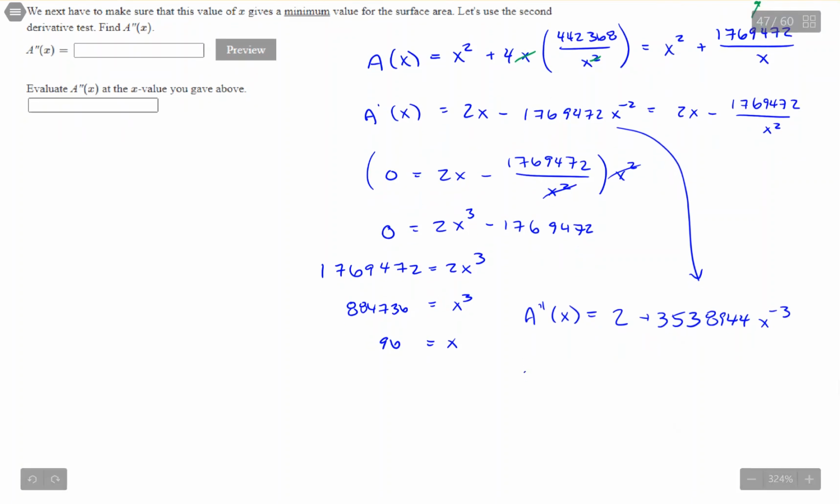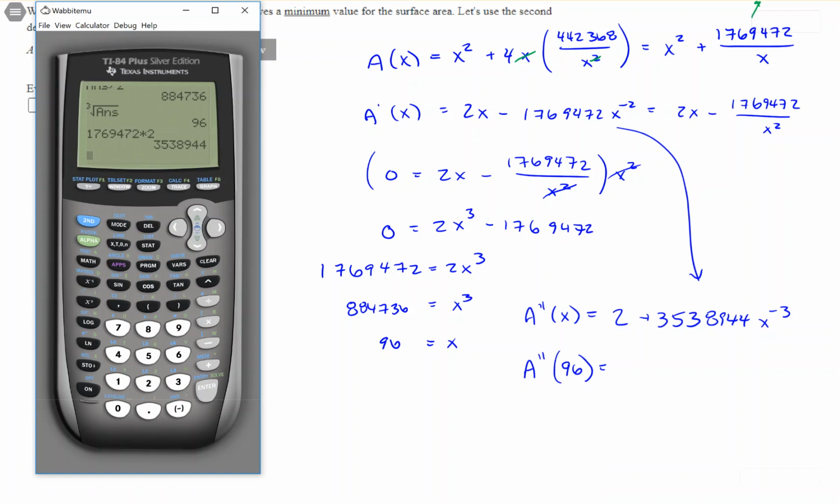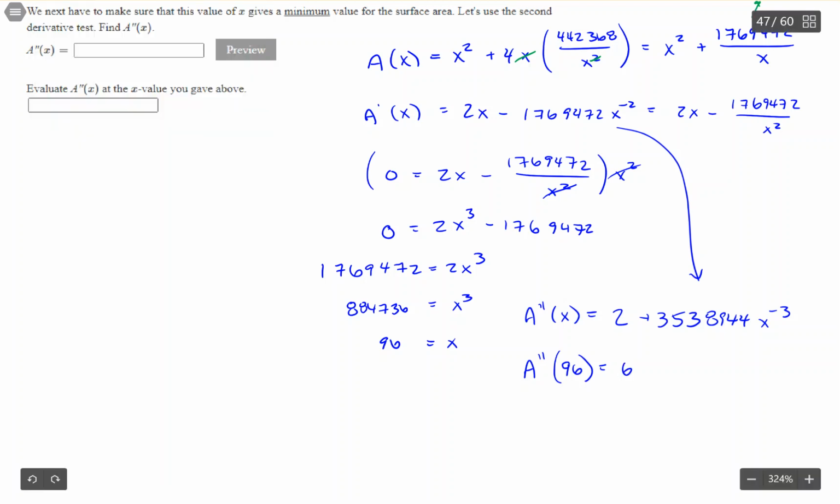And what I need to do is check if I plug in 96, if I get a positive or a negative answer. So let's see. So 2 plus that answer, well actually I could just say divided by 96 to the third power. We get 6. That's kind of nice.